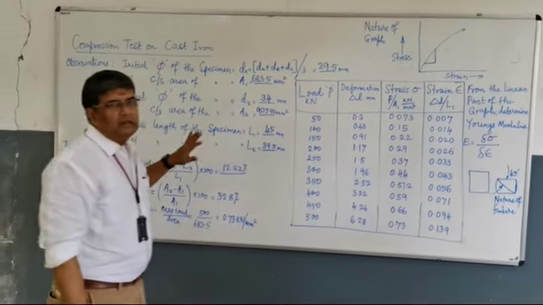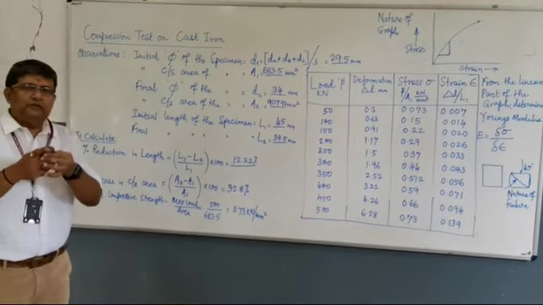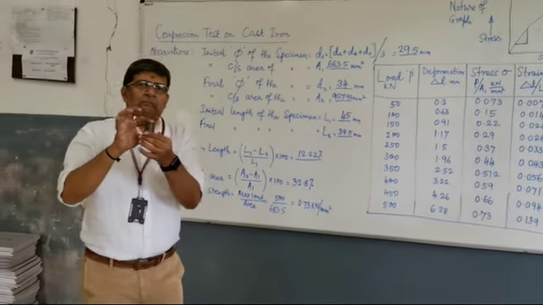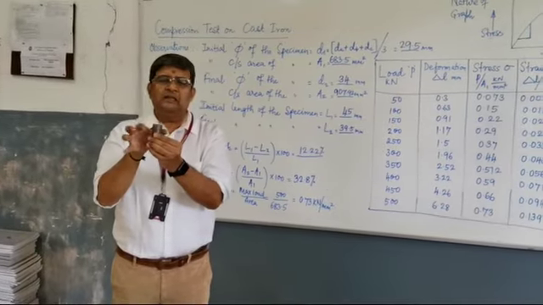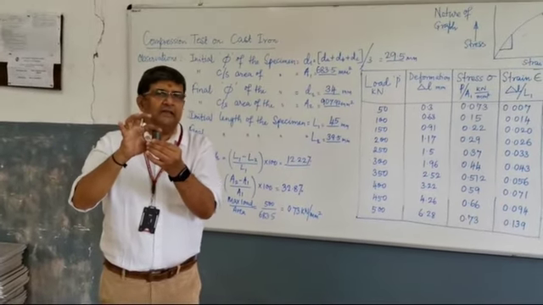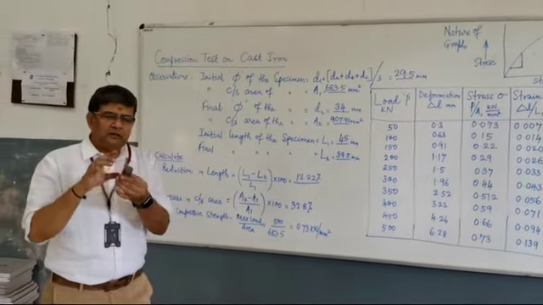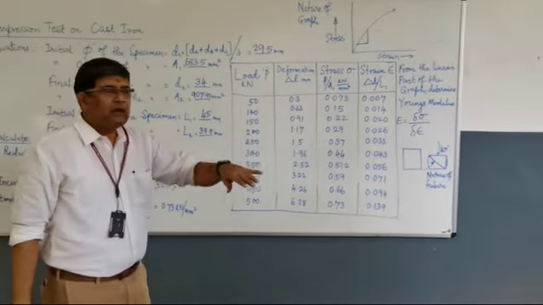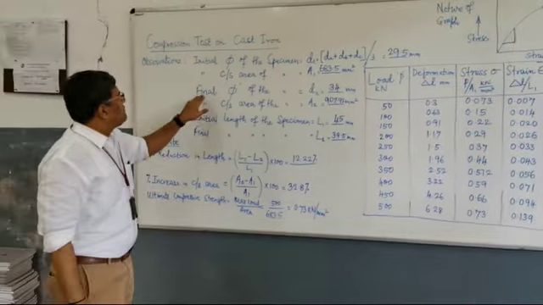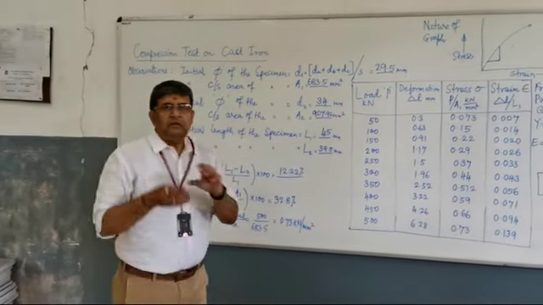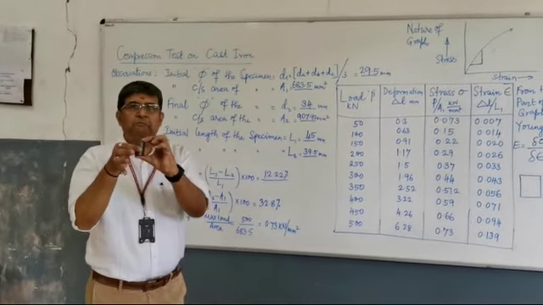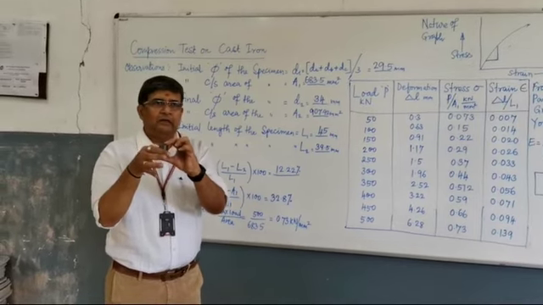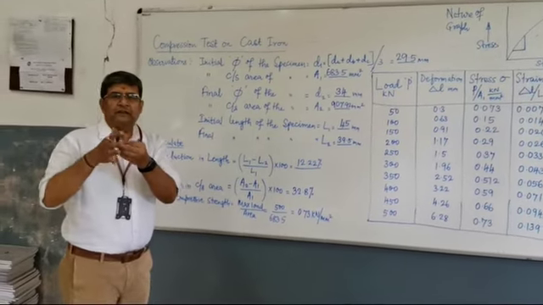Then there are some calculations. Obviously, when you apply a compressive load, there will be an increase in the cross-sectional area and a decrease in the length. So after the specimen fails in this nature, as I have shown, you stop loading, then find out the final diameter of the specimen, that is at the maximum bulged part. You also need to find out the final length of the specimen.